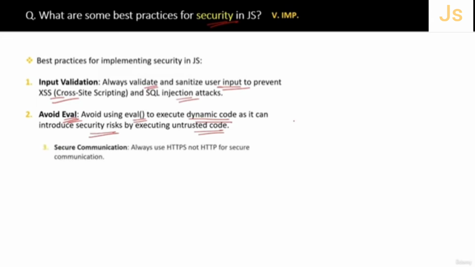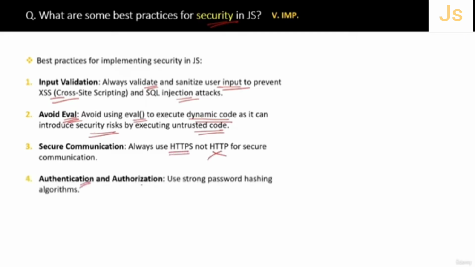The next best practice is secure communication. Always use HTTPS, not HTTP, for secure communication. The next best practice is authentication and authorization. Always use strong password hashing algorithms. As a developer, I never allow the users to use short and easy passwords. That should be a practice because that can be easily hacked, right? So there are many more best practices, but these are the most basic ones.